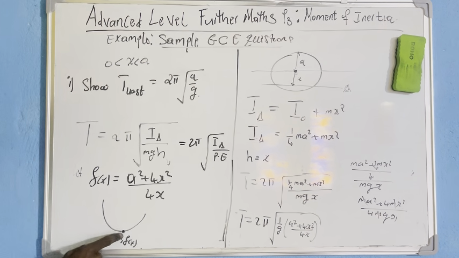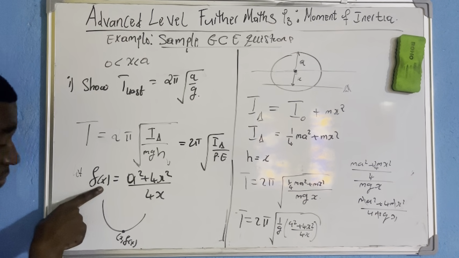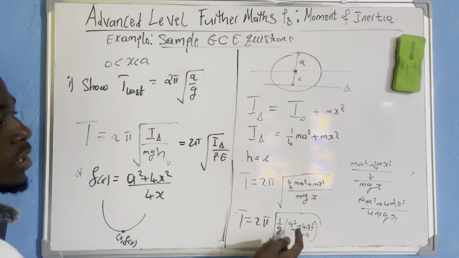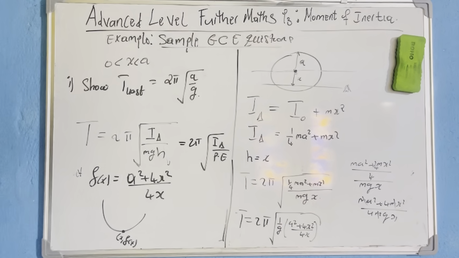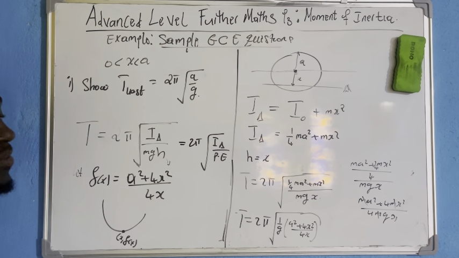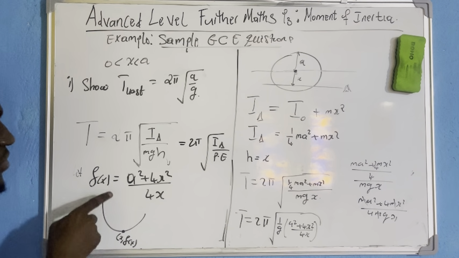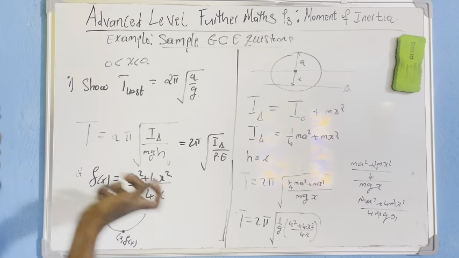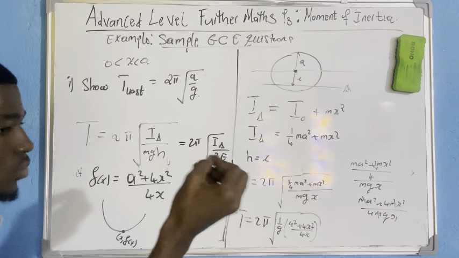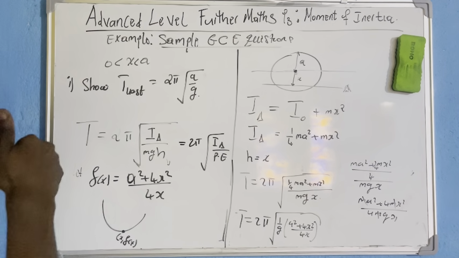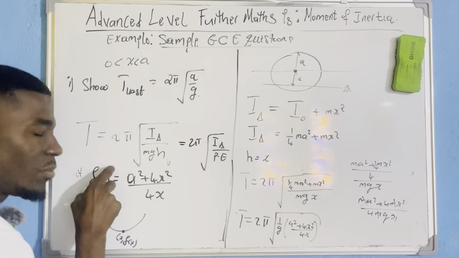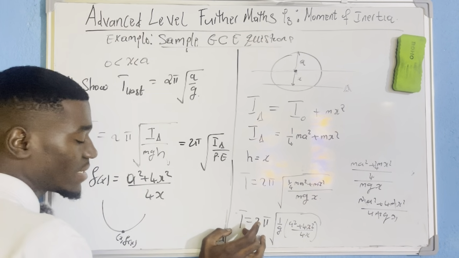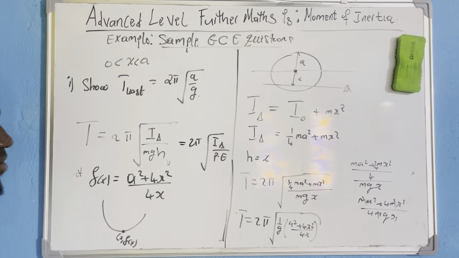To have this minimum turning point, I should differentiate f of x, equate to 0, and look for that x. When I have that x, I will replace it here and it will give me that least value. Are we understanding? To obtain the minimum value of this function, I differentiate, equate to 0, find x, and replace it here. Now I will replace that minimum value to have the least period of oscillation of the disc.